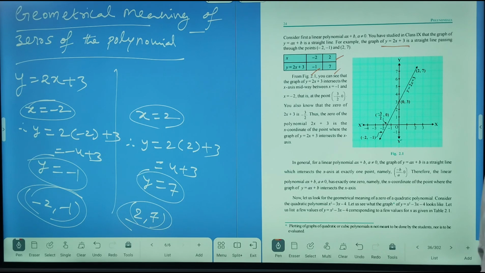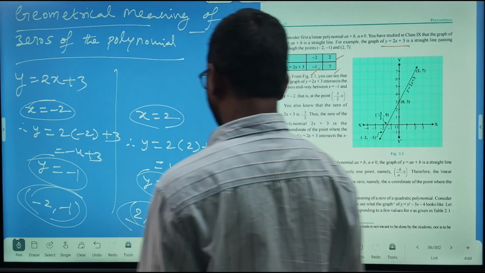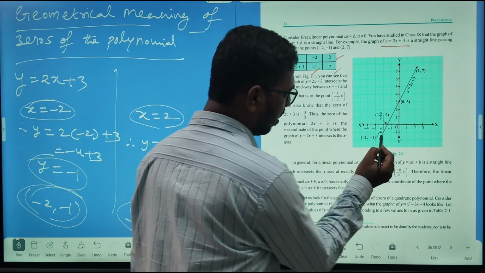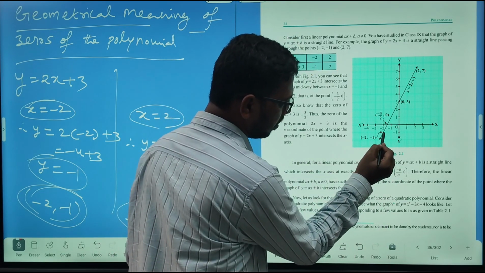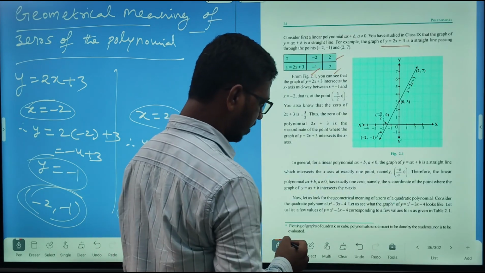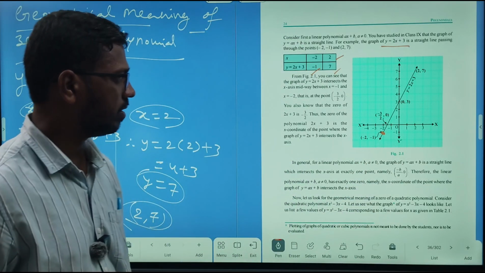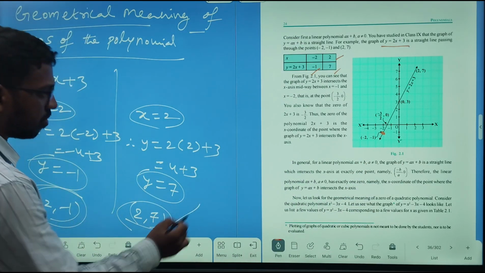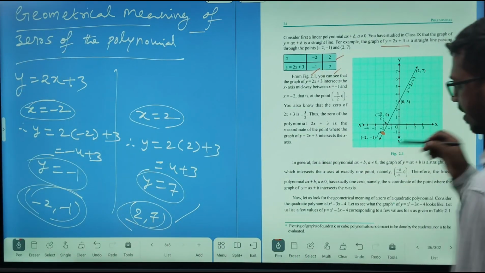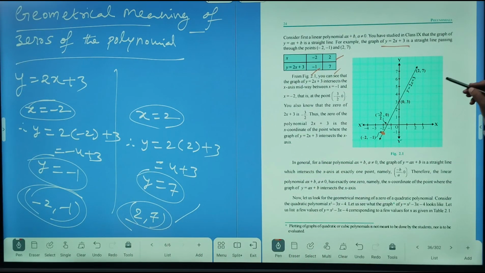In 8th class and also in 9th class, you may draw the graphs like this. Suppose you take the point minus 2 comma minus 1 here, and if you take another point 2 comma 7 here, on the x-axis you have to take 2 and on the y-axis you have to take 7. It means this is the point.